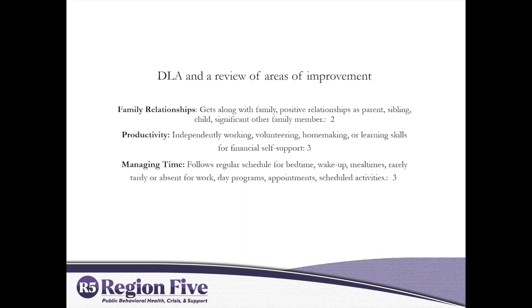So family relationships. If this individual, say Sarah, scored a 2 with gets along with family, has positive relationships with parents, siblings, child, or significant other family members, the question is, why is she scoring a 2? Where did that family relationship breakdown happen? And reflect back on that genogram. Productivity, independently working, volunteering, homemaking, financial self-support, a 3. Again, where did that productivity come from? Independently working. Maybe you didn't ever have to. Maybe someone always financially supported you and now you're kind of stuck now that you're an adult and you've individuated away from your family.